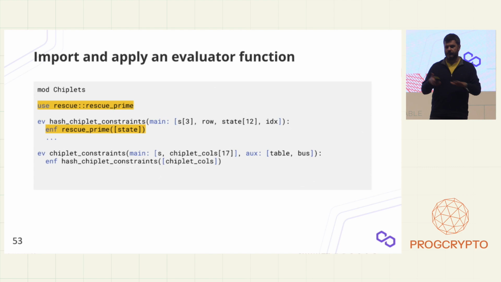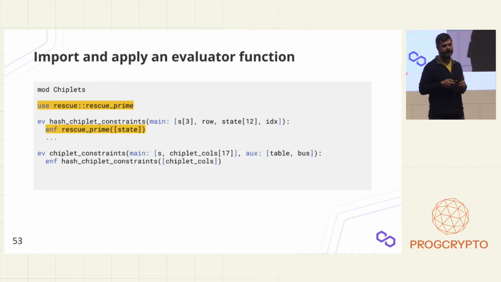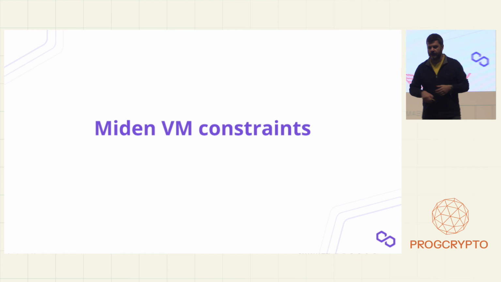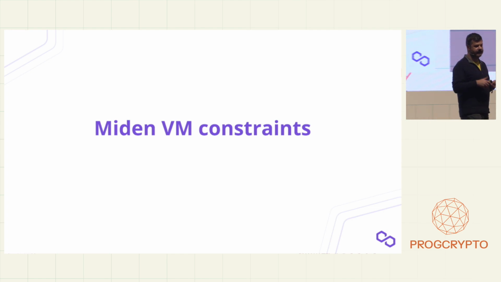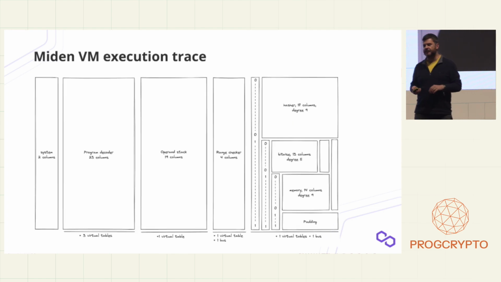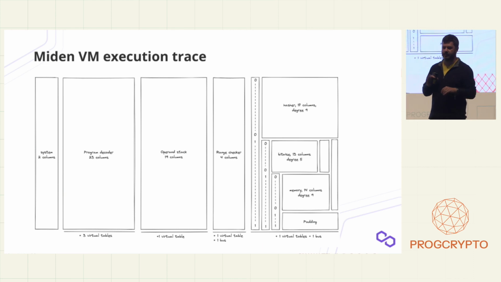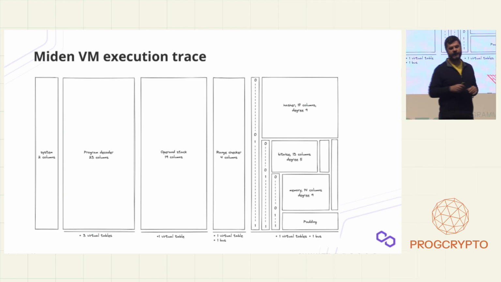Yeah, so you evaluate Rescue Prime, and then you have more complicated cases. It allows you to do compositions of different modules together, so that's a very easy way to compose constraints together. This is not going to go into all Miden VM constraints. I'll show just a basic construction, because Miden VM constraints are probably more than I can cover in a half-an-hour talk. But this is roughly how the execution trace for Miden VM looks.